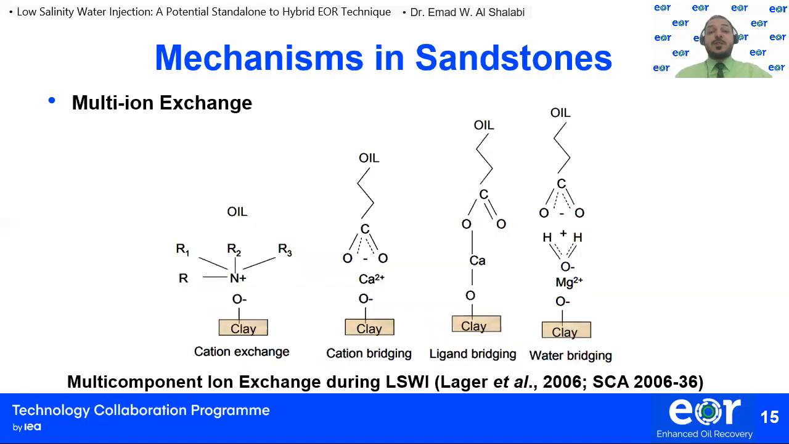Here in sandstones, if we talk about the mechanisms, I'll stress the multi-ion exchange mechanism, which is controlling wettability alteration. In sandstones, we have clays that are negatively charged, and we have the oil with its carboxylated groups that is negatively charged. Usually we have positively charged ions working as a bridge between these two negatively charged groups. So what happens with the injection of low salinity water is that we're basically breaking those bridges, and that will cause a release of the oil and more incremental oil.